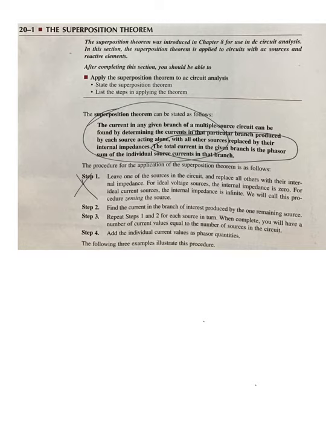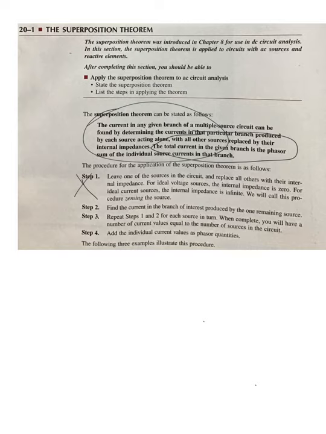Interesting term. Number 2, find the current in the branch of interest produced by the only power supply in the circuit, and then do this step over and over for each power supply. And then step 4 just says, just add these things together, and you're done at that point.